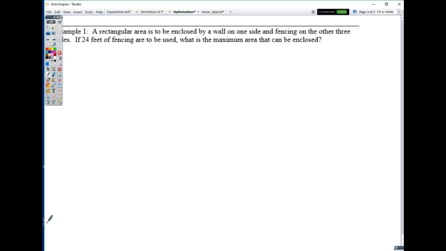So, we have a rectangular area to be enclosed by a wall on one side and fencing on the other 3. So essentially what we're doing is we are looking at a situation where I've got myself a wall.